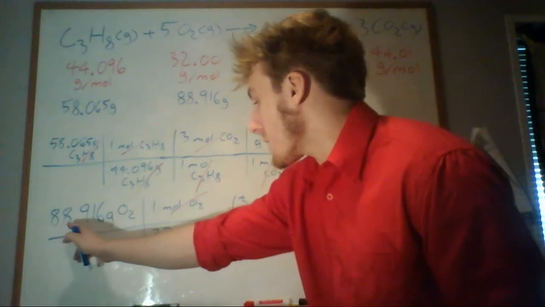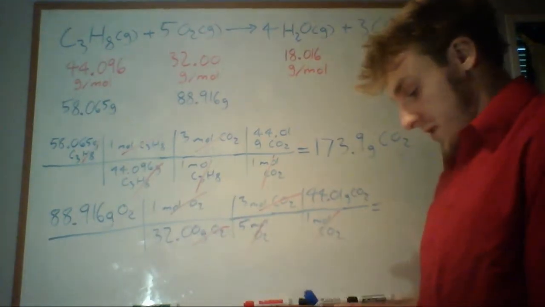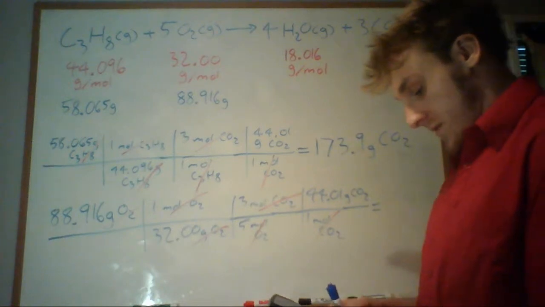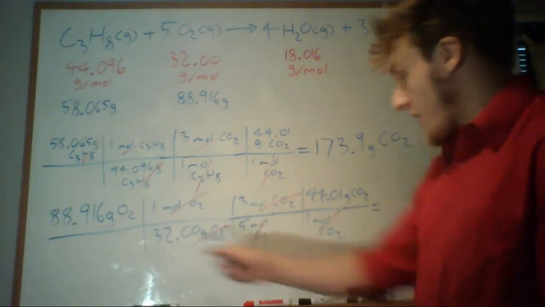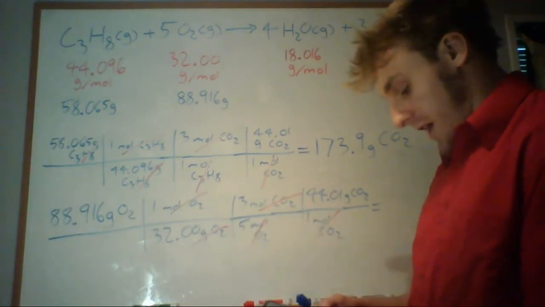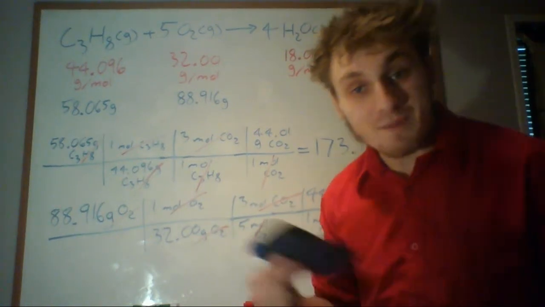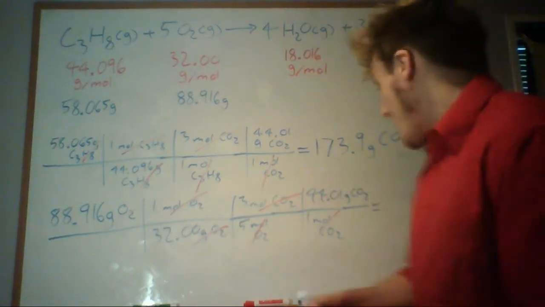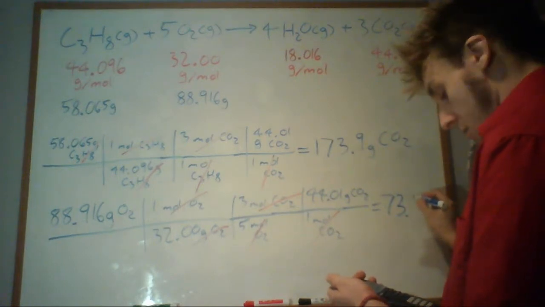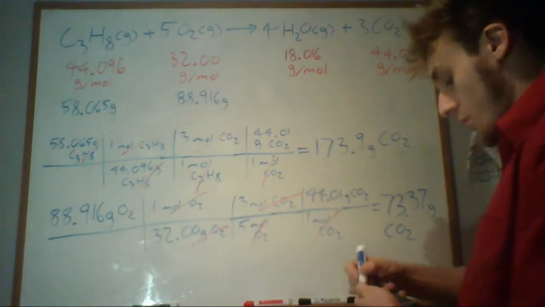We'll take 88.916 and multiply that by 1 times 3 times 44.01, and we'll divide by 32.00. We'll divide by 5. We'll divide by 1. And again, assuming I did my math correctly with this calculator here, we should be able to produce 73.37 grams of CO2.